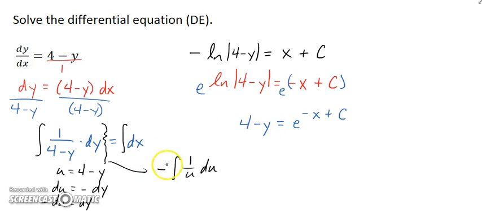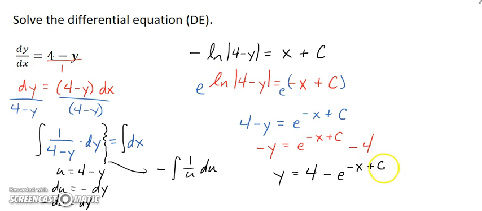And at this point, what I need to do is just solve for y. So I could subtract 4 from each side. Negative y is e to the negative x plus some constant, minus 4. And if I divide both sides by negative 1, I'll get y equals. You know, one way to change the sign of each term is to reverse their order if there's a subtraction sign there. We could call that 4 minus e to the negative x plus c.